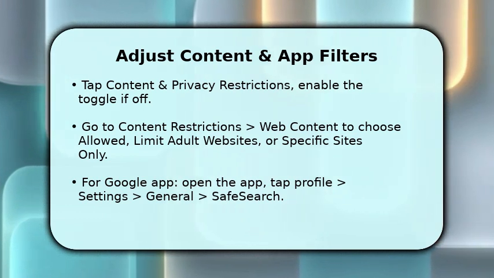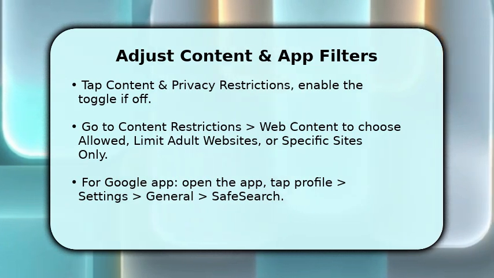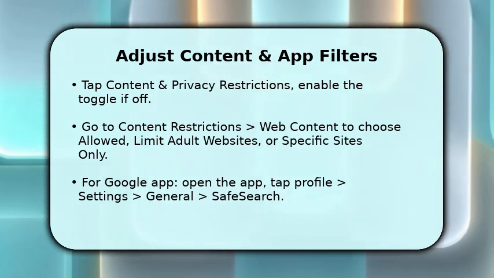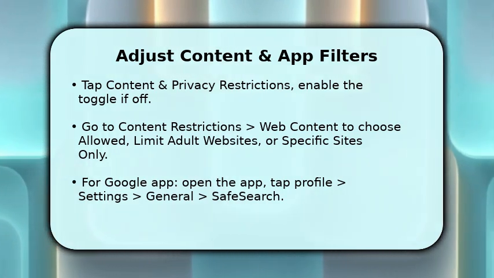Once that's set, switch to any search apps you use. For the Google app, open Profile, Settings, General, and toggle Safe Search. Make sure to save your choices and test a search to verify results update immediately.